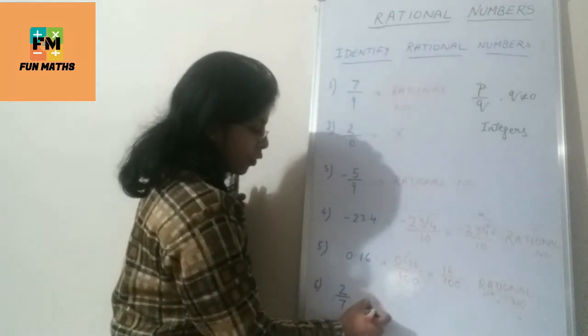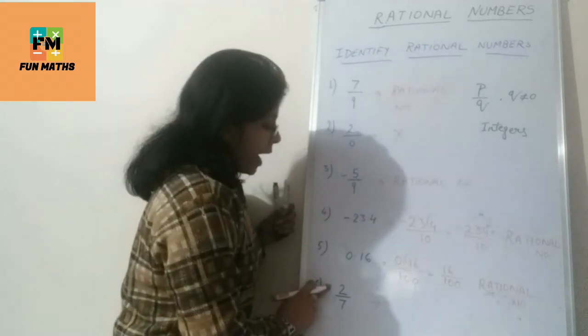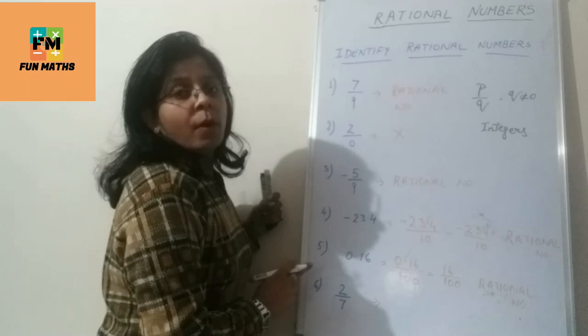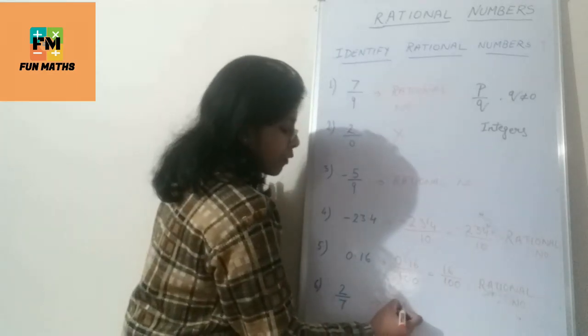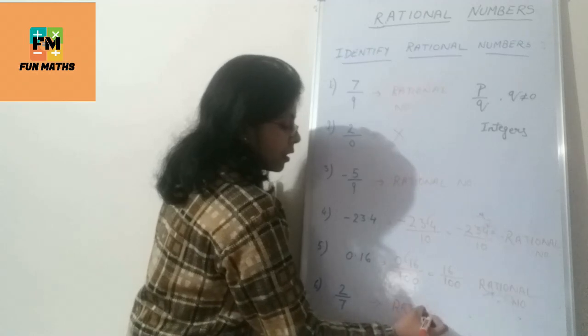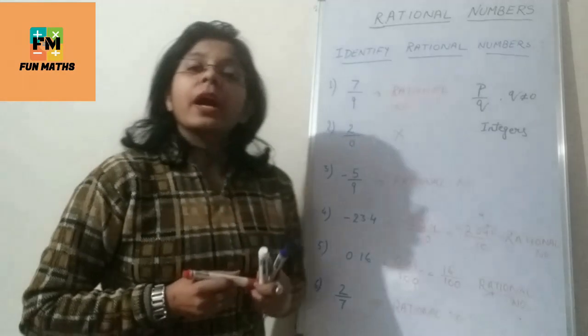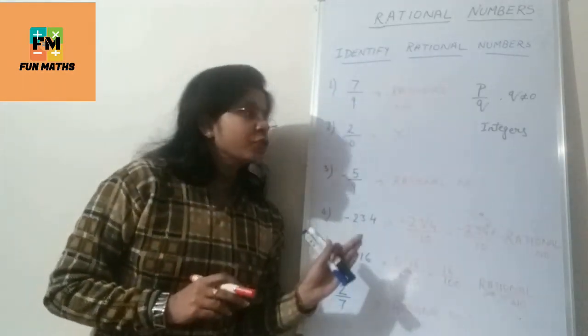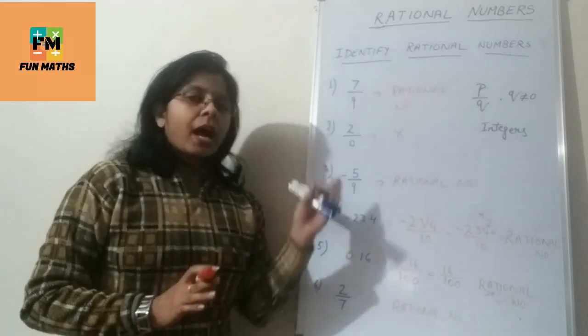Now let's check the last one. It's very simple. We all know 2 and 7 both are integers, and in the rational number property we know if both are integers we can call it a rational number. So I hope now what rational numbers are, how to identify a rational number, all the properties are very clear to you all.